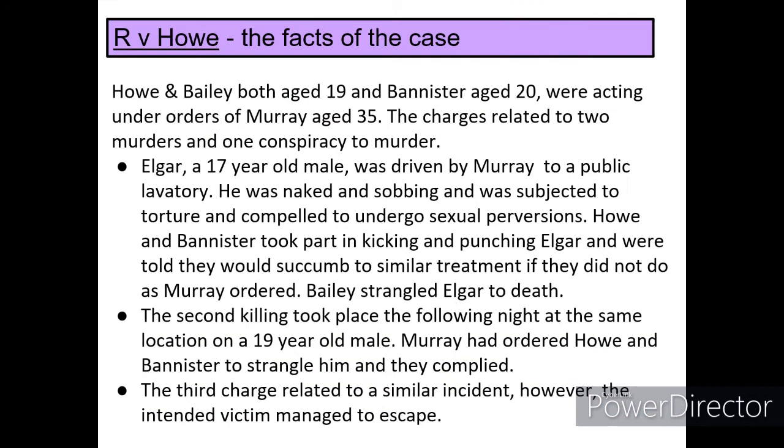In the case of R v Howe, there's a good example of comments in the judgment that are ratio decidendi and obiter dicta. Let's look at the facts of the case. So Howe and his friend Bailey, they were both aged 19. And then there was also another person called Bannister, aged 20. Now these three individuals were acting under the orders of a 35-year-old man called Murray. The case involved charges of 2 murders and 1 conspiracy to murder.